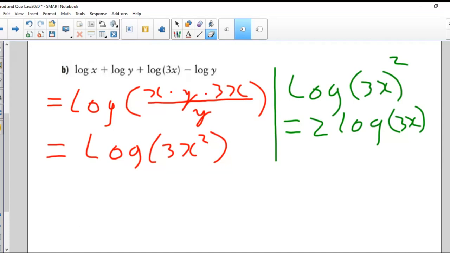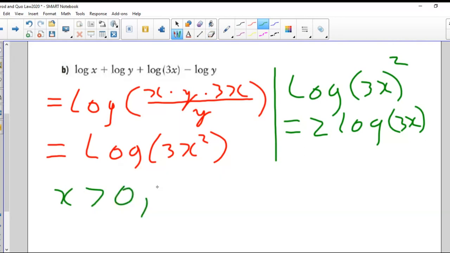Just asking the questions. X has to be greater than 0. That's true. Any other restriction apart from that? Y also has to be greater than 0. But you're probably thinking, but there's no y in the final equation. That's true. But the original had a y in it. So we're going to have to restrict it to being values greater than 0. That also has to be positive.